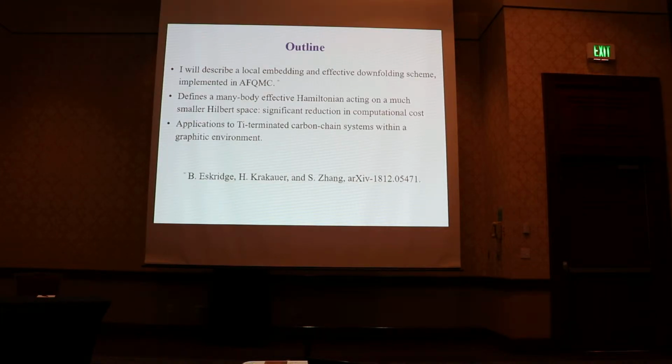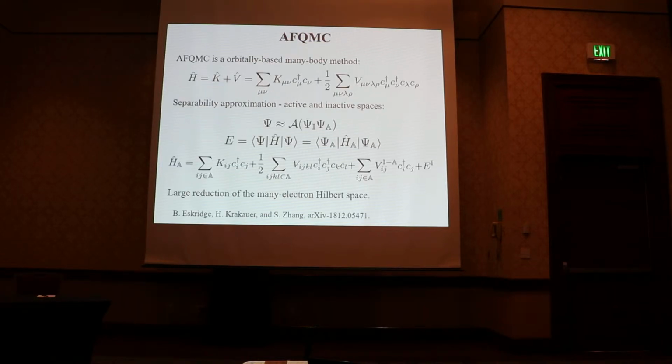So I'm going to describe a local embedding and downfolding method for auxiliary field quantum Monte Carlo. It essentially gives you an effective Hamiltonian that acts on a much smaller Hilbert space. And I'll show you some applications to a constructed test system that involves titanium atoms terminating carbon chains. I'll try to motivate this in a minute.